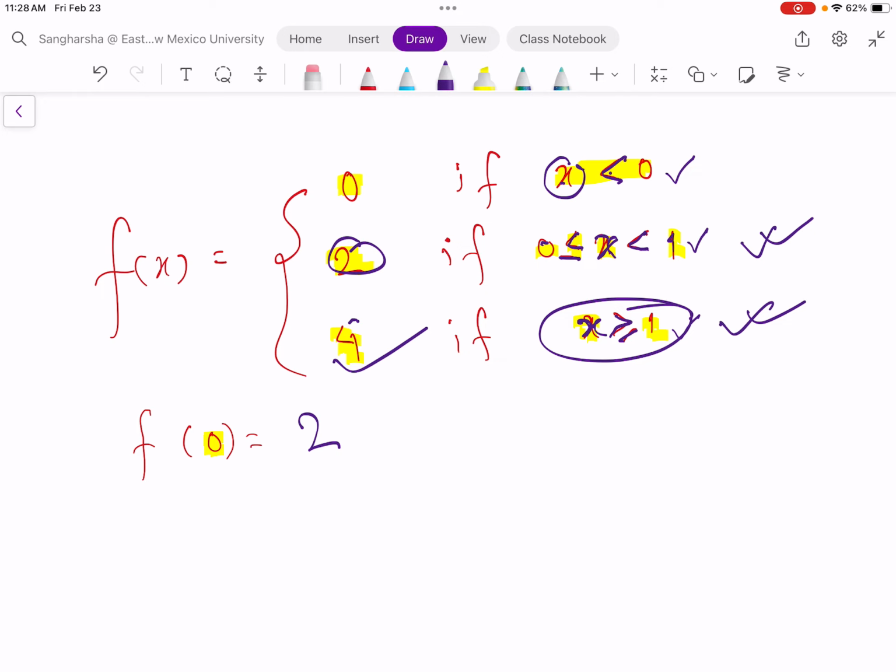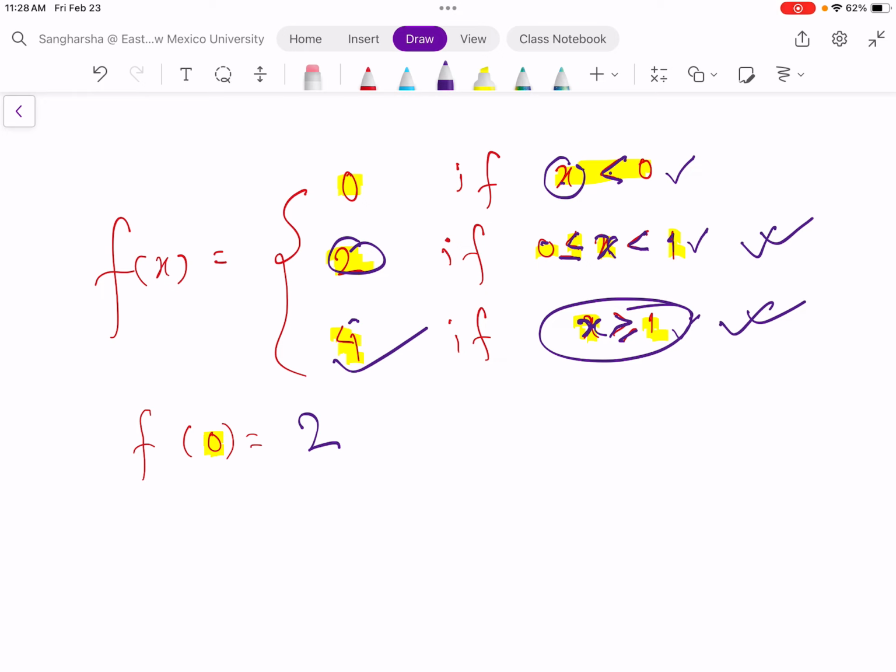Next we have Alessandro. What is f of negative 4? 0. That's correct. Tylee, for you, f of negative 10. That's good.